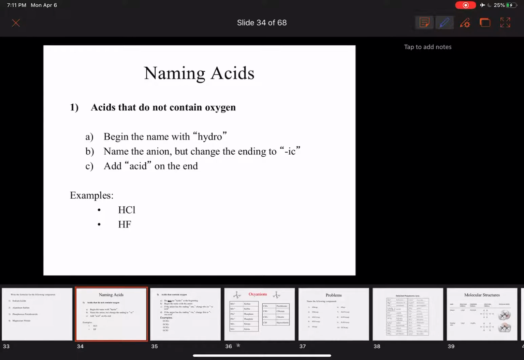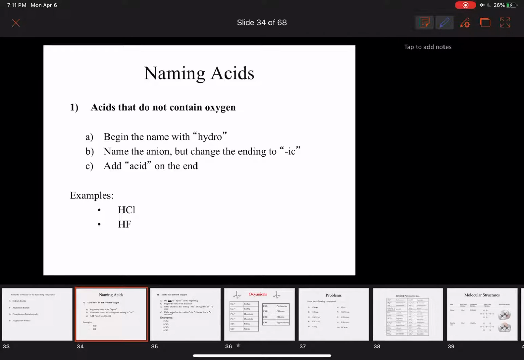Okay, so this time we're going to talk about naming acids. Not only do you need to know the rules for naming ionic compounds and covalent compounds, but you need to know how to name acids. And the acids have two different naming rule sets. The first one is the acids that do not contain oxygen. If you look down at the bottom, we've got HCl and HF.